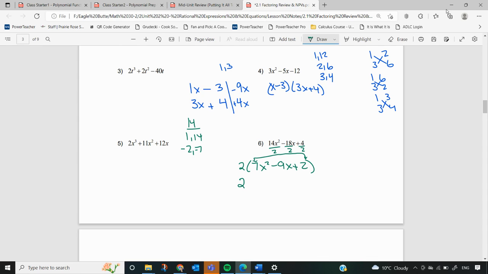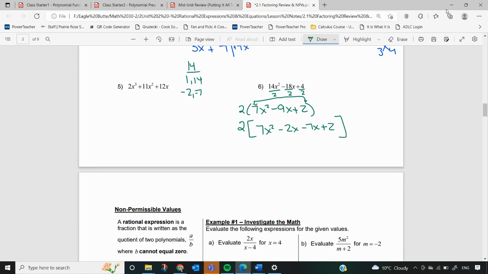I want to decompose that middle term. So this is going to be 7x squared minus 2x minus 7x plus 2. Again, order doesn't matter. Your instinct may have been to put the 7 first and then the 2 second. Probably my instinct too. I just went a different way today. It does not matter. You're still going to get the same answers in the end.